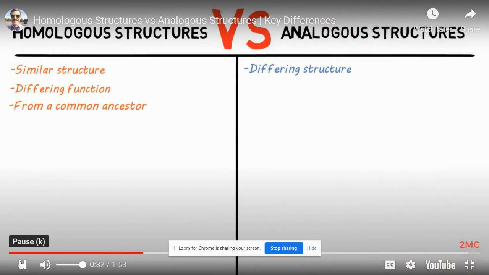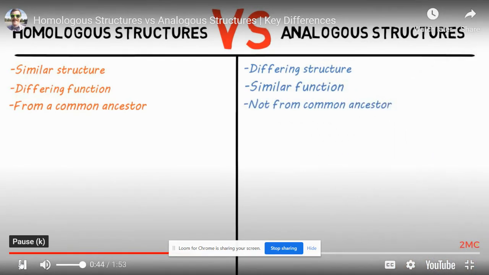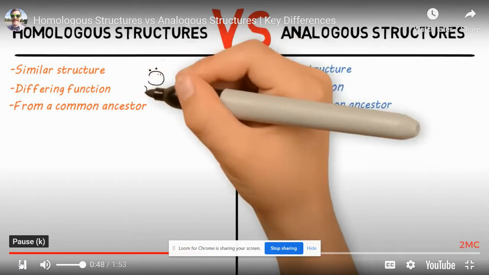Analogous structures, on the other hand, have a differing structure. So they do not have a similar anatomy, but they do share a function. It's a similar function. So wings, fins, things like that. And they do not form from a common ancestor. So let's look at some examples of homologous structures.